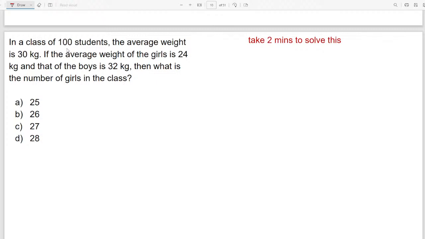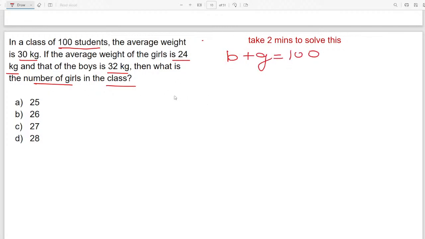They're saying that in a class of 100 students, the average weight is 30 kgs. If the average weight of the girls is 24 kg and that of the boys is 32 kg, then what is the number of girls in the class? So let the number of boys be B and the number of girls be G. The total, B plus G, is 100 students.